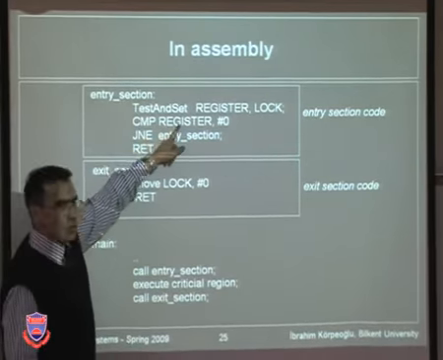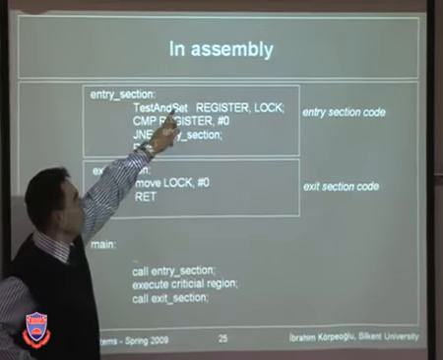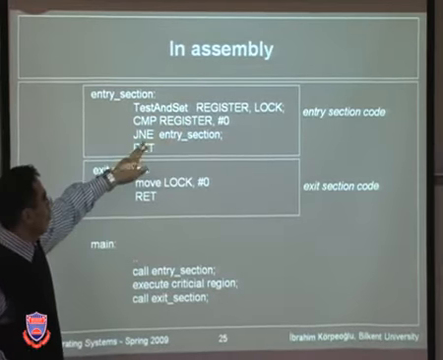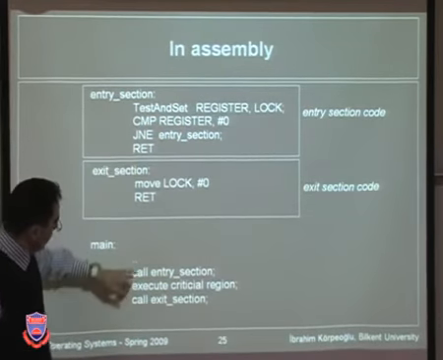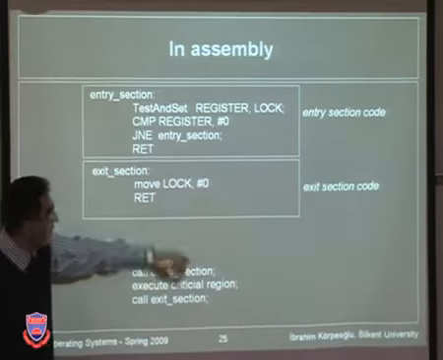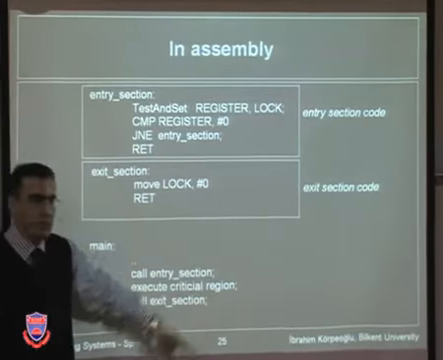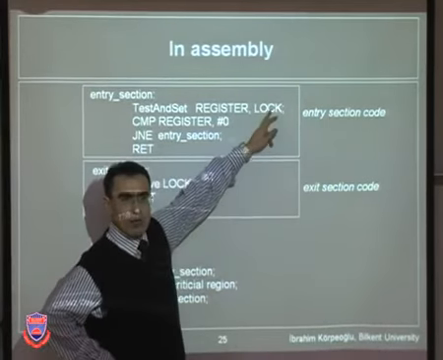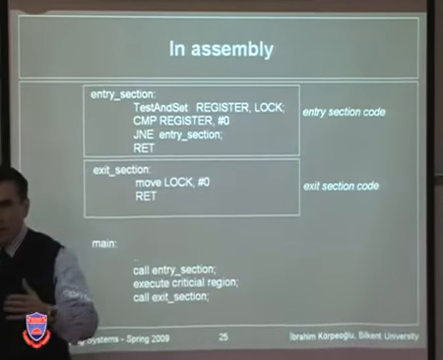If the register is 0, that means the previous value of the lock before you executed this instruction was 0, that means nobody is in the critical section. So you are not jumping to here, so you are returning. After you return from that entry section, you can go and execute the critical section code. But as a side effect, you set the lock to 1. That's something that we want, right?